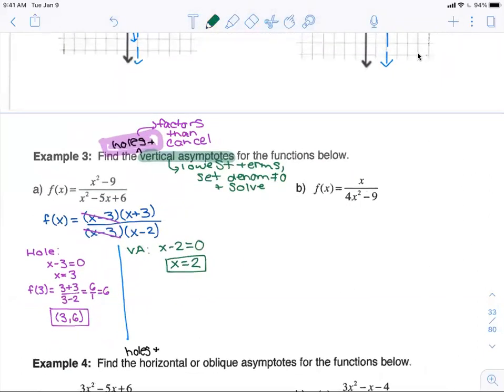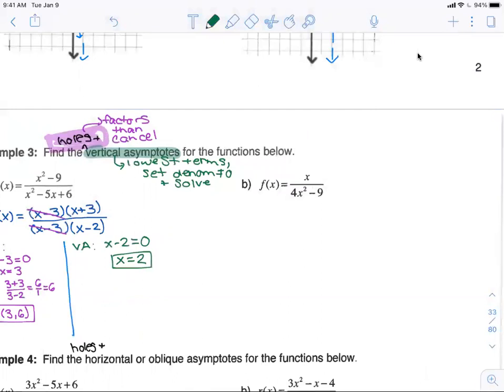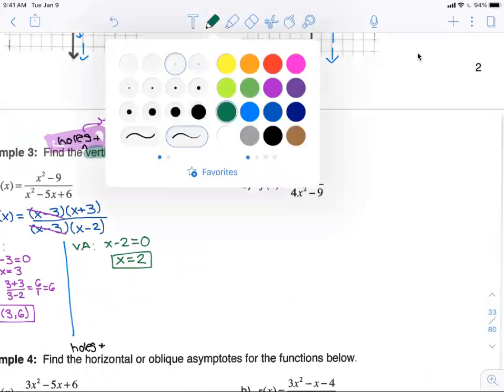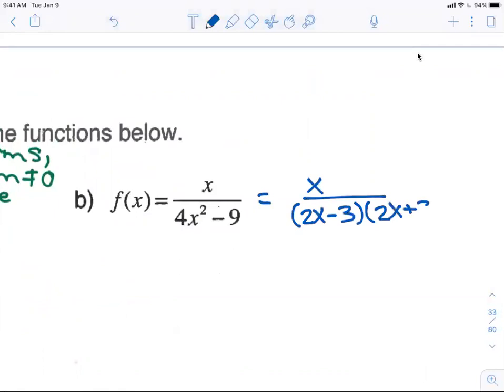All right, let's go ahead and take a look at part B here. So for part B, same idea. We're going to start by factoring. I'm going to factor the denominator. 4x squared minus 9 is a difference of squares. So I can write that as 2x minus 3 times 2x plus 3. And that is my factored form.